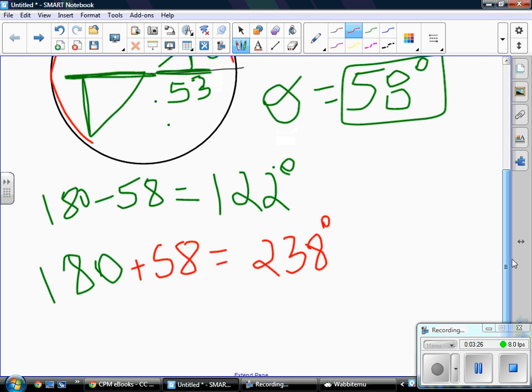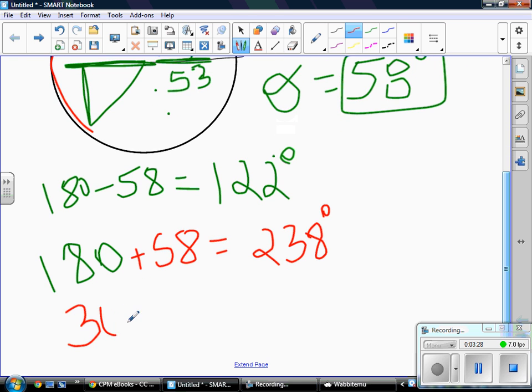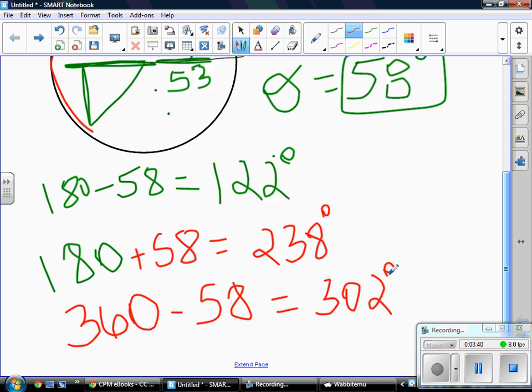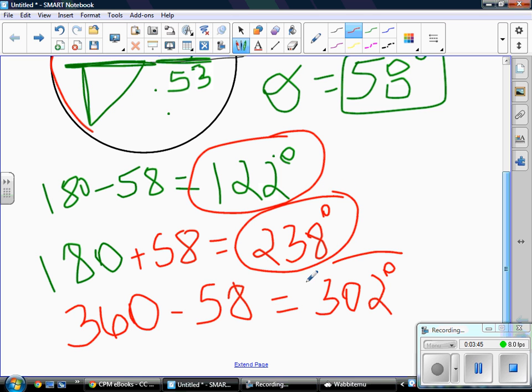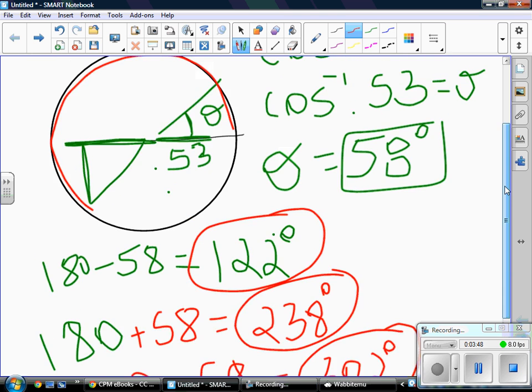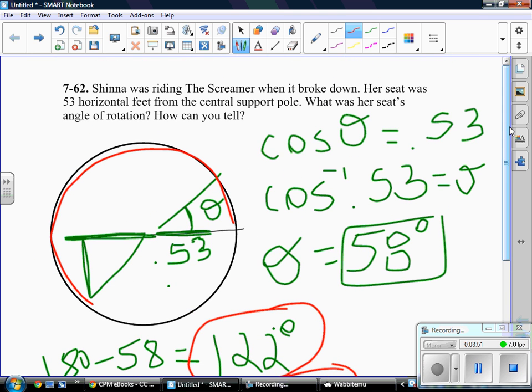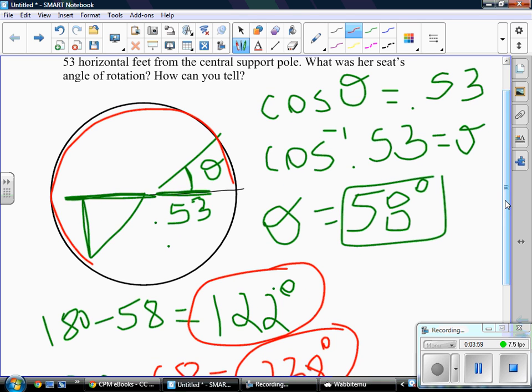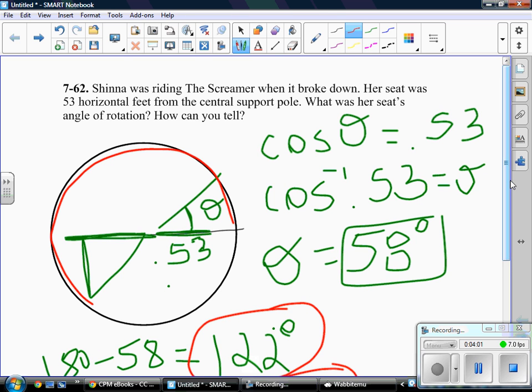And one last one, what if she went into the fourth quadrant? So she's about to get off the ride, but it broke down. So 360 is if she went all the way around, minus that 58 degrees would be 302. So all of these are possible answers for having a horizontal distance of 53 feet. It doesn't specify which direction, or if it's underground or above the ground, so all four of those answers could be reasonable for Sheena's angle of rotation.